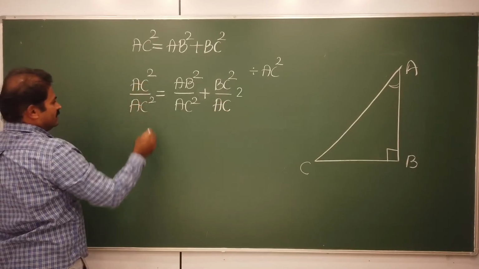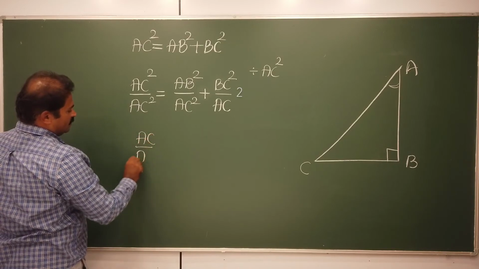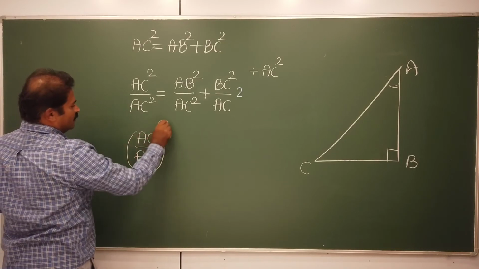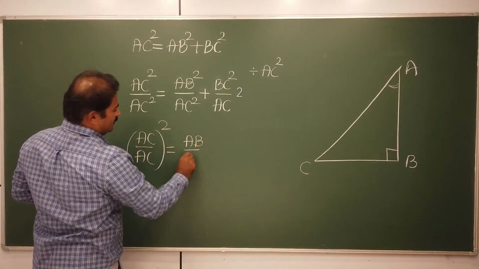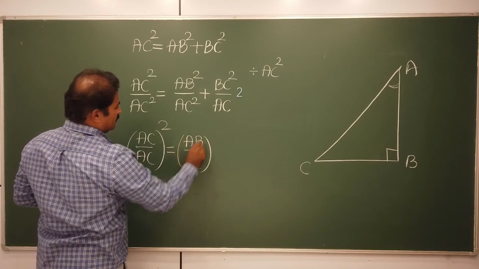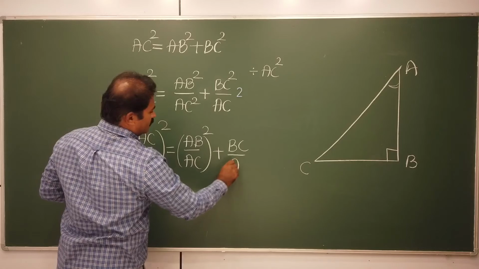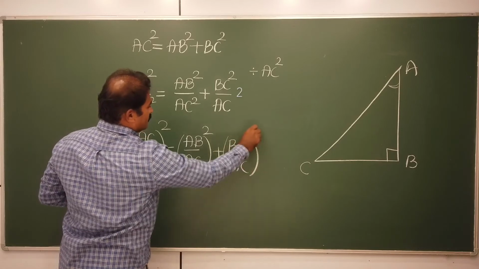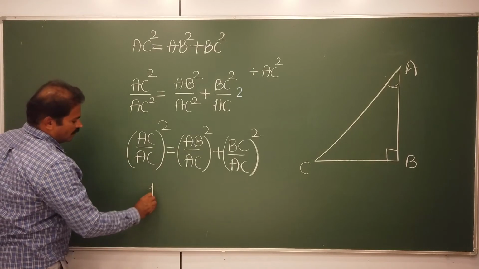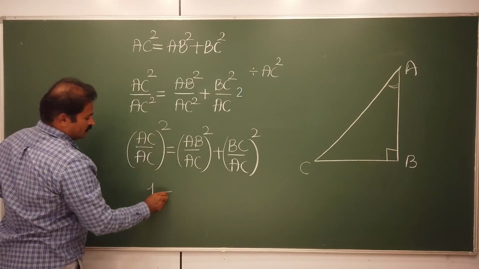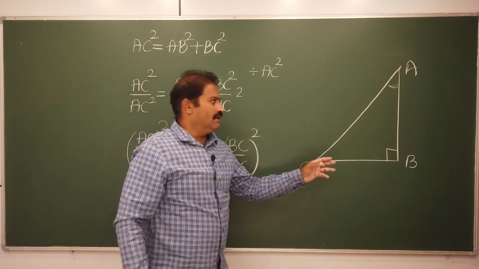Now you can see that AC square could be written as (AC by AC) whole square, and similarly (AB by AC) whole square plus (BC by AC) whole square. Now what you can see is that AC by AC is going to be 1, and 1 square is always 1. So AB by AC, if you look at this triangle, AB is what?